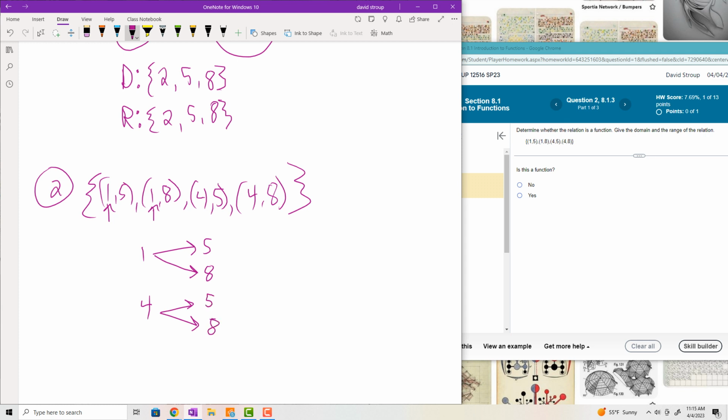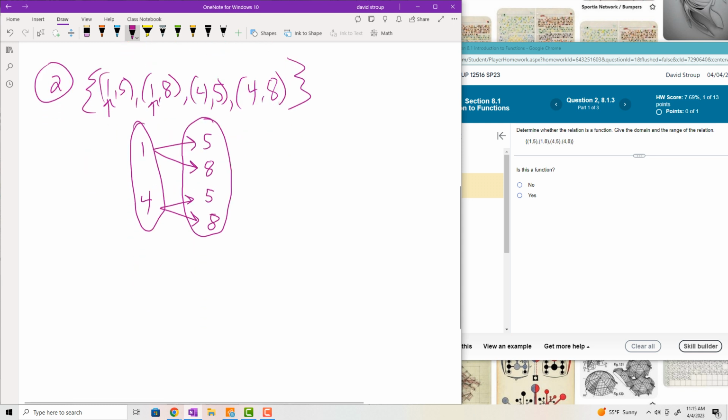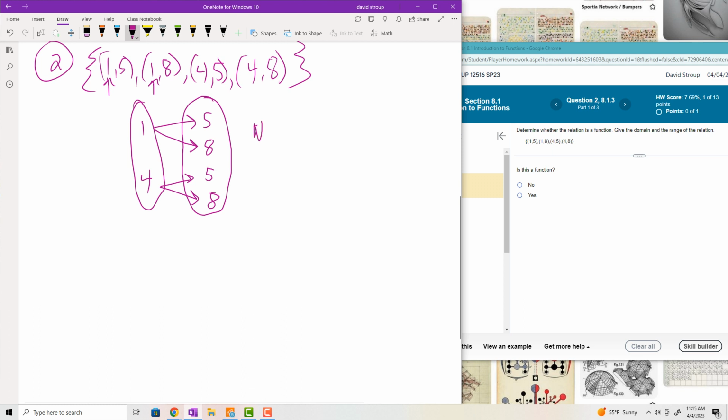That would be our little diagram. You don't need to draw the diagram. All you need to do is scan it and see if there are any repeated x values, and that will tell you if it's a function or not. So this one, no, it's not a function. Again, the number 1 in the x position is going to two different y values. It's going to 5, and it's also going to 8. That makes it not a function, as well as 4. So 4 screws it up as well. 4 is going to 5, 4 is going to 8, so that's not good either. So it's definitely not a function.